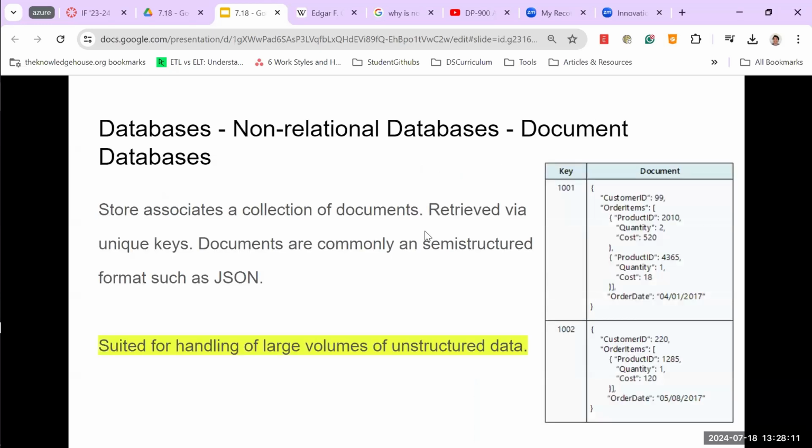Now, the next type of non-relational database is a document database, and often this is the first type of NoSQL solution that people are introduced to, for example, in MongoDB. In here, we store a collection of documents, and we retrieve these documents via, once again, unique keys. The type of object that we store is called a document. However, they are most often a semi-structured format, such as a JSON object. And this is great for handling large volumes of semi-structured data.